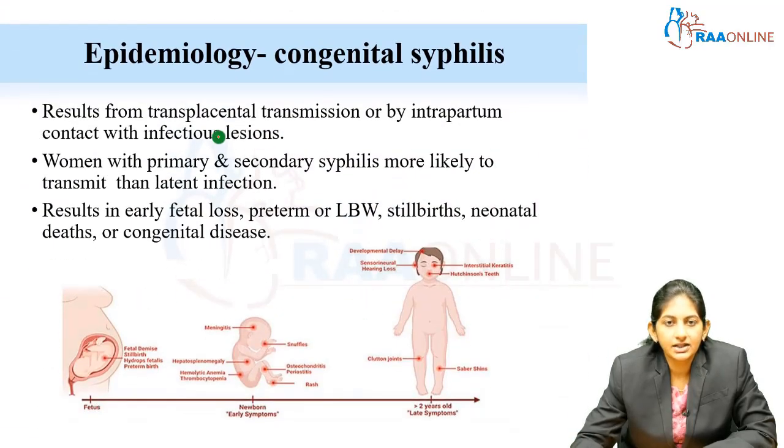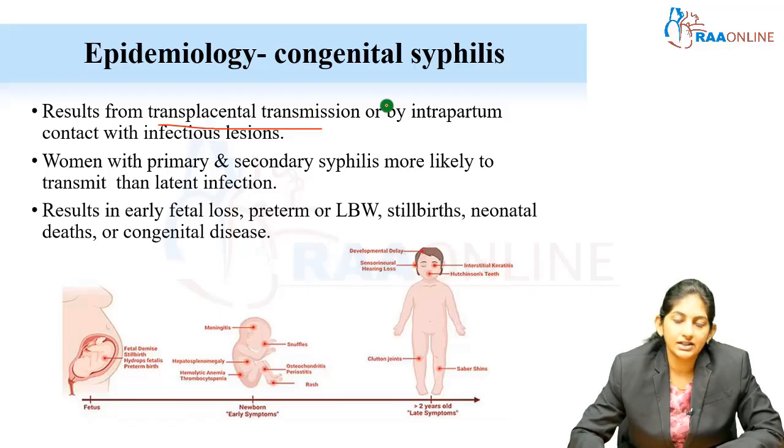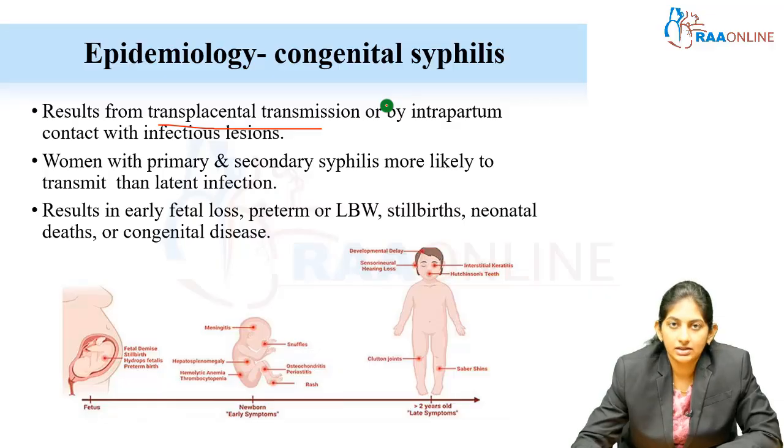Congenital syphilis is by transplacental transmission. When the pregnant woman is infected, it results in transplacental transmission, or if the mother has active genital lesions, the baby can get the infection during the intrapartum period or during the delivery. There are various stages of infection of syphilis, I will tell you in a while. But if the mother is in the primary or secondary syphilis stage, she is more likely to transmit the infection rather than in the latent infection.